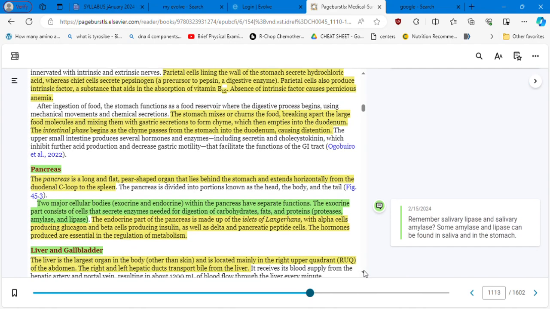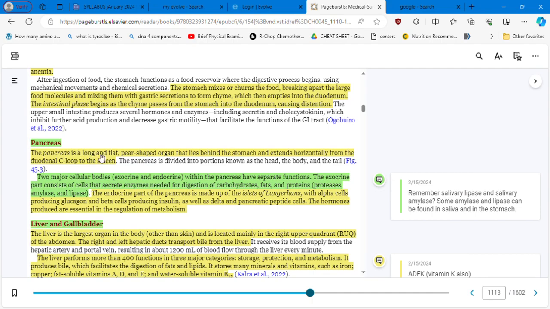Now the pancreas. The pancreas is a long and flat pear-shaped organ that lies behind the stomach and extends horizontally from the duodenal loop to the spleen. Two major cellular bodies, exocrine and endocrine, within the pancreas have separate functions. The exocrine part consists of cells that secrete enzymes needed for digestion of carbohydrates, fats, and proteins: proteases, amylase, and lipase. So those are the enzymes of the pancreas, right?